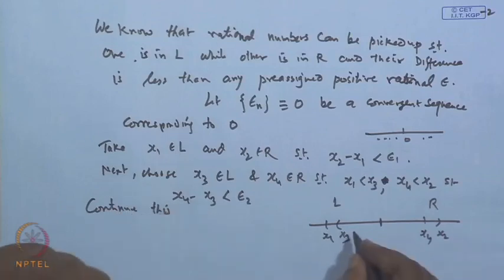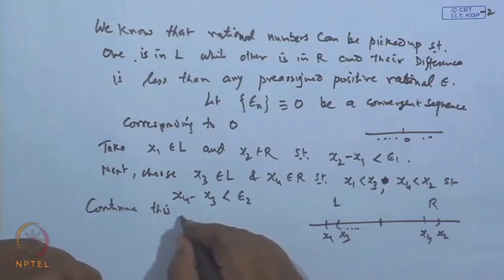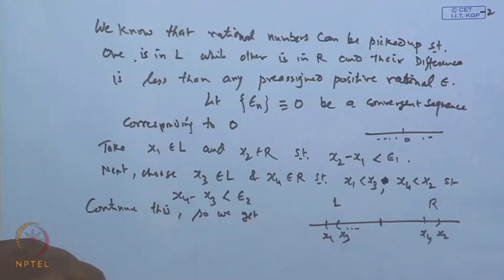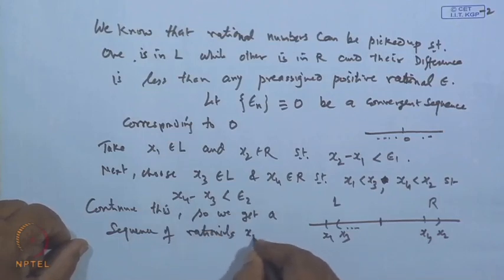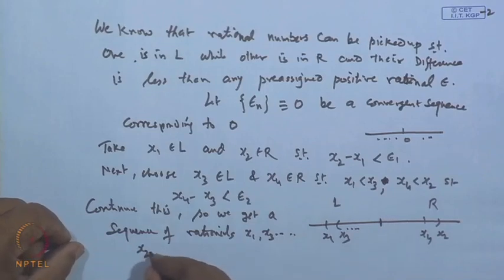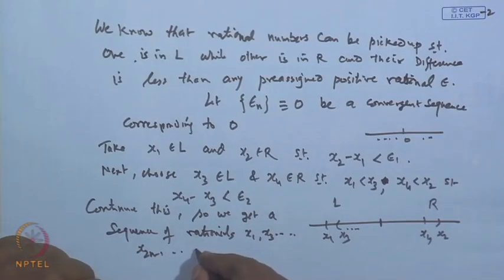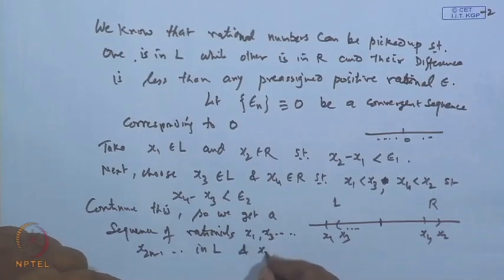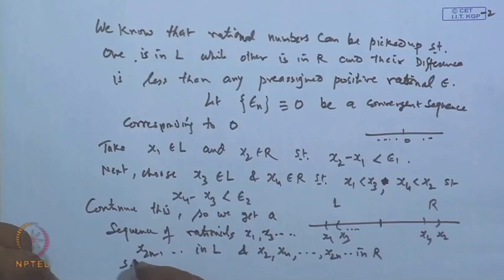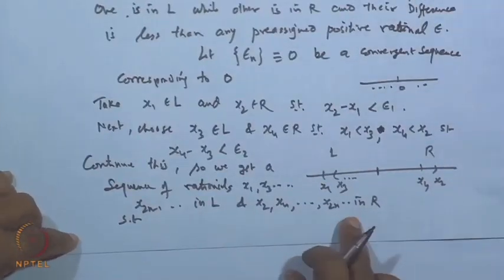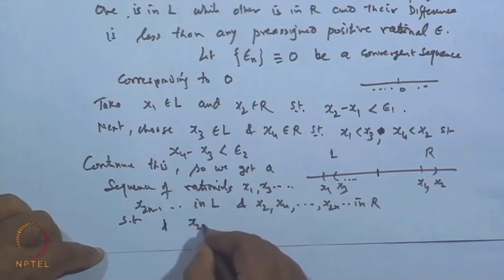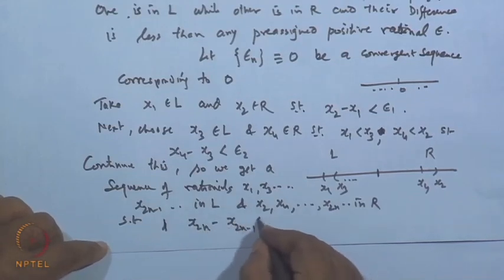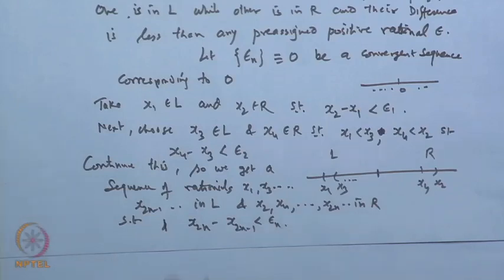So, if we continue this, then what happens here? We get a sequence of rational numbers x 1, x 3 and so on, x 2 n minus 1 and so on in L, and x 2, x 4, x 2 n in R, such that the difference x 2 n minus x 2 n minus 1 is less than epsilon n. We are choosing in this way.